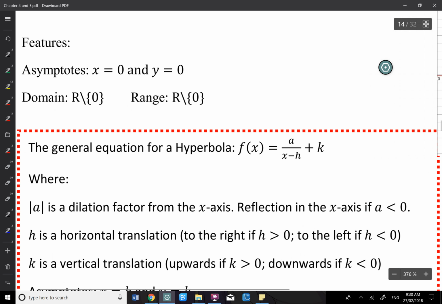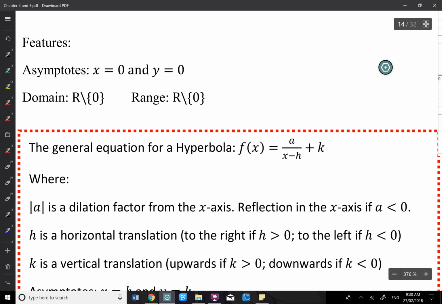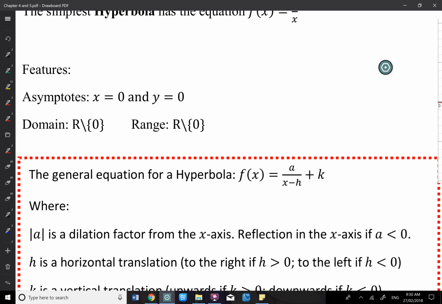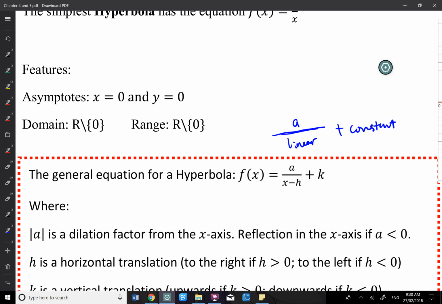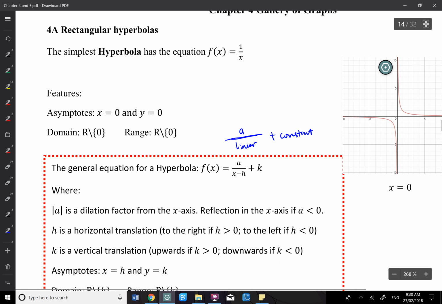And also the general equation we see will be a number over a linear. A number over a linear, so a over a linear, and then plus another constant. That will be the general form of a hyperbola. So anytime you see a fraction with a number on top and a linear expression at the bottom, that will be a hyperbola graph.